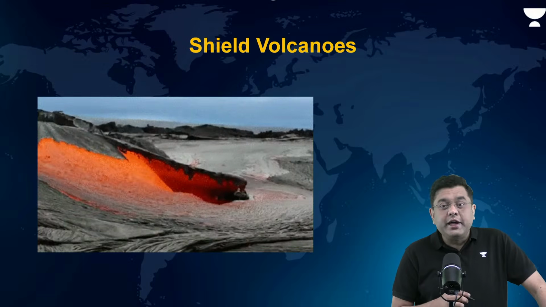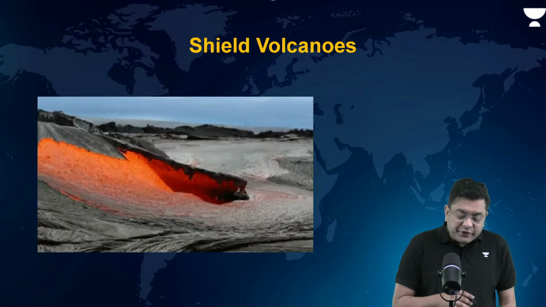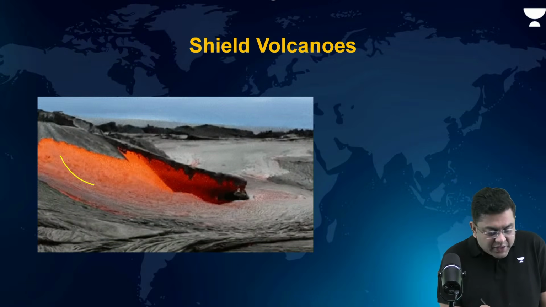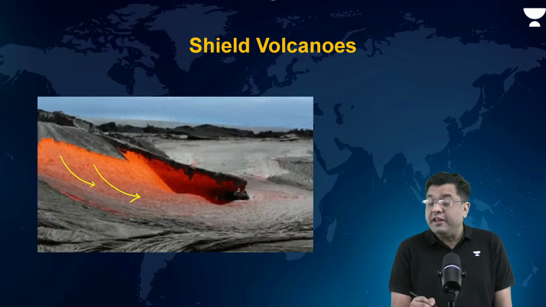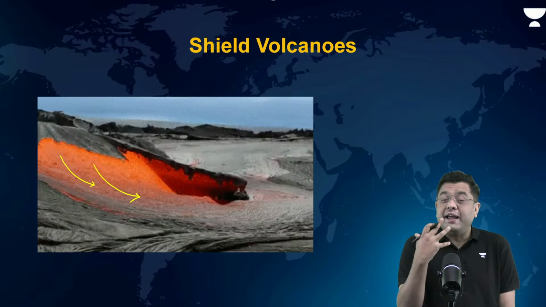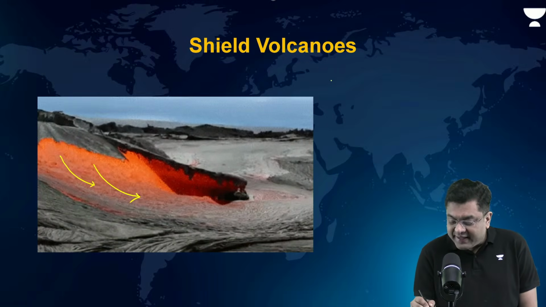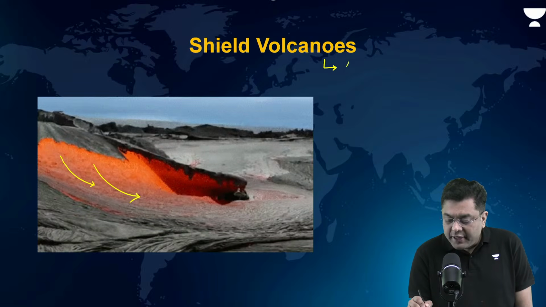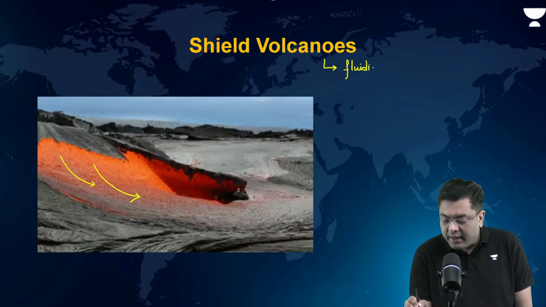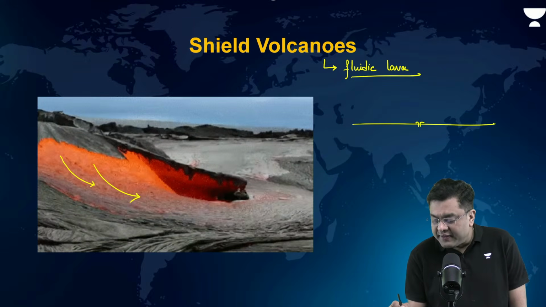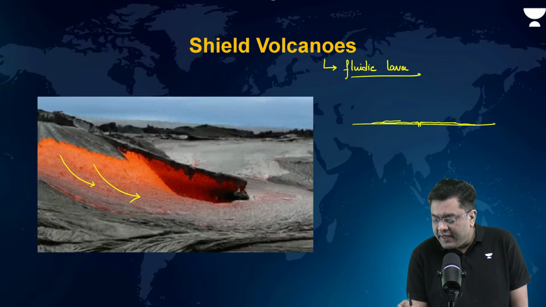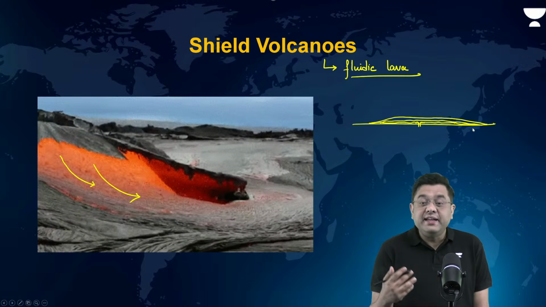Now, how is this shield volcano created? A shield volcano is created when the lava which emerges out of that volcanic eruption has to be very fluid. It has to flow almost like water. So these will be created whenever you have the case of fluidic lava. Only then, if the eruption is happening here, the lava will tend to flow almost like water and will create large sized landforms. That is the nature of the shield.